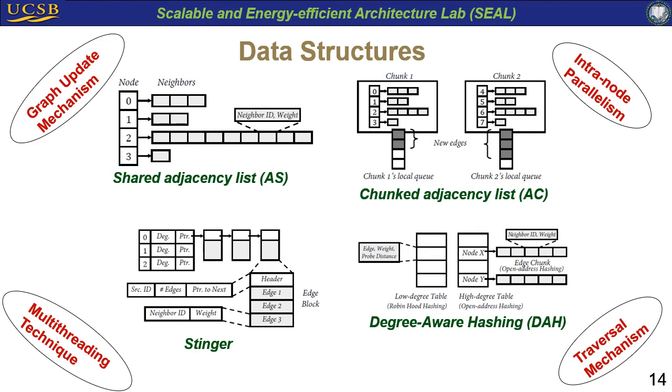Stinger supports intranode parallelism in edge updates, whereas the other data structures do not possess this flexibility. And this allows us to study the benefit of this extra degree of parallelism. We also look into multi-threading technique. We implemented the adjacency list data structure in both the techniques in order to understand their impact on the update latency. And finally, the fourth feature is traversal mechanism.